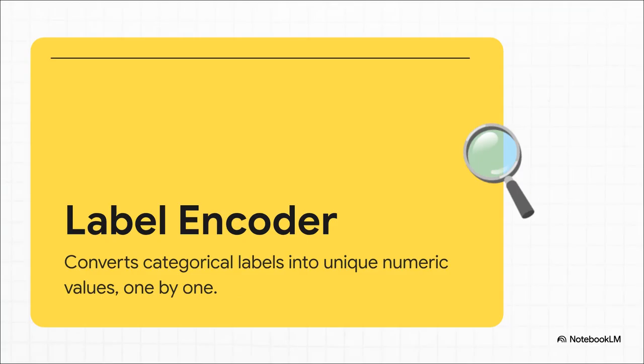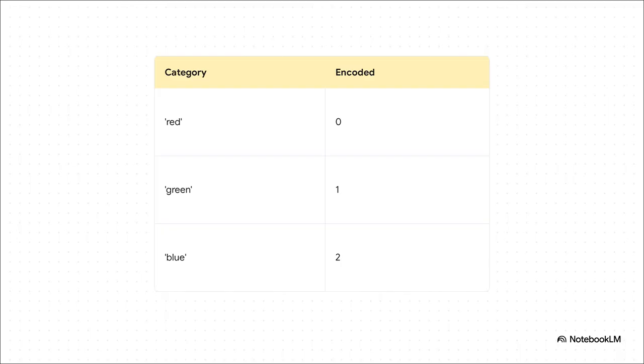Okay, first up, we have the label encoder. And honestly, it is about as direct a translation as you can possibly get. It just looks at every unique word you have and slaps a unique number on it. Simple as that. It's really just a one-to-one swap. The encoder just goes down the list. Red becomes 0, green becomes 1, blue becomes 2, and so on. Each category gets its own special integer.